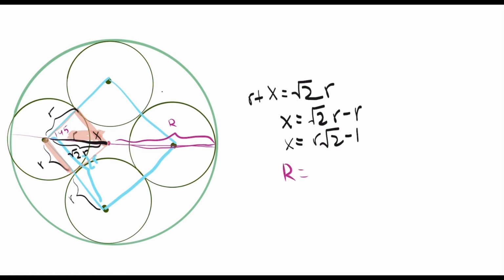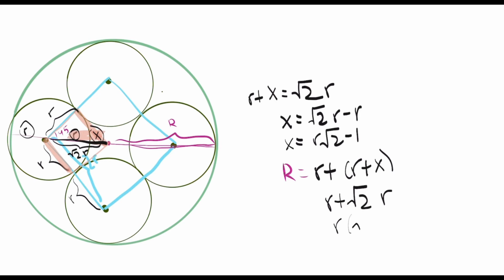Now that we know what x is, we know that uppercase R, or the radius of the larger circle, equals r plus the quantity r plus x, which is r plus square root of 2r, which is r times the quantity square root of 2 plus 1. So that's what uppercase R equals.